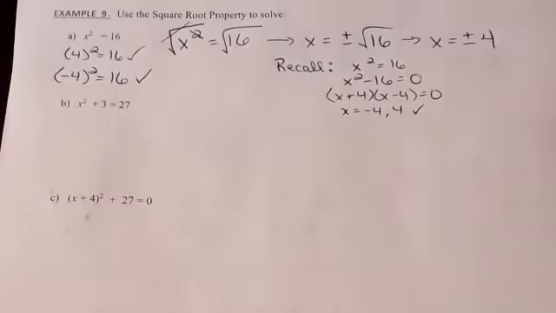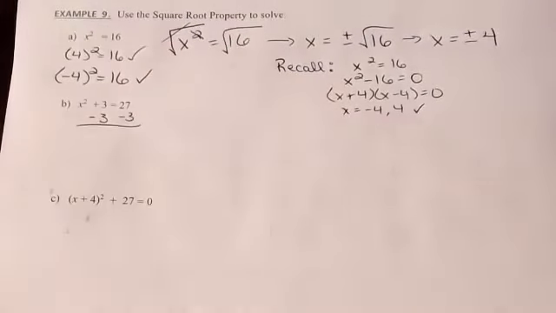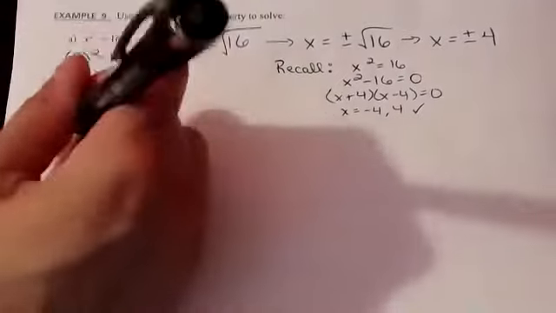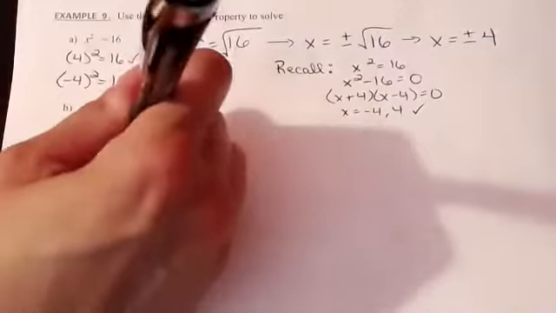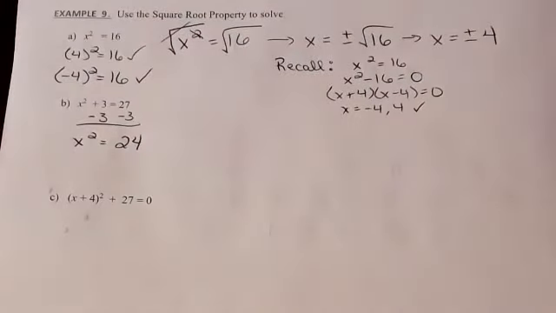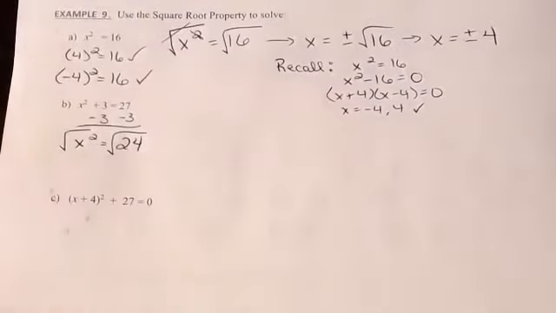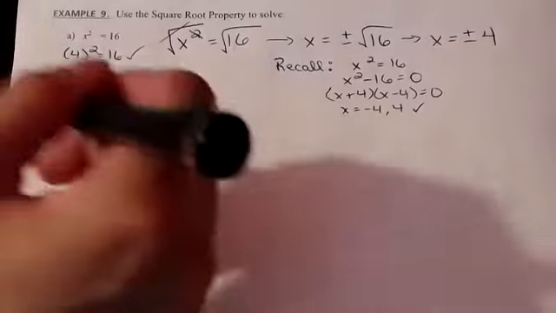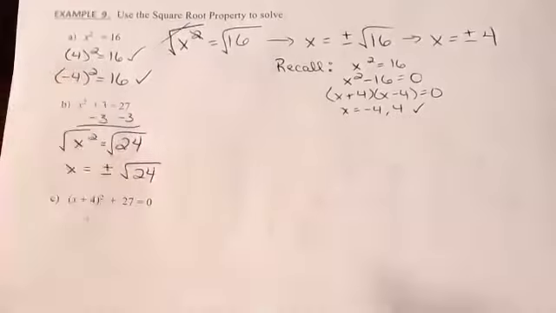But what happens if you can't? Take a look at part B. I'm going to subtract 3 and let's see what we get, because we want to isolate that x squared term. So we have x squared is equal to, well, 27 minus 3 is 24. I'm going to take the square root of both sides because I want to get x by itself. That leaves me with x is equal to positive or negative square root of 24.